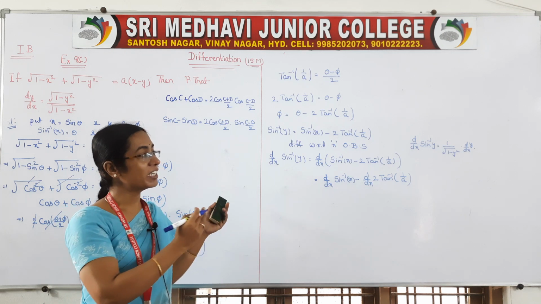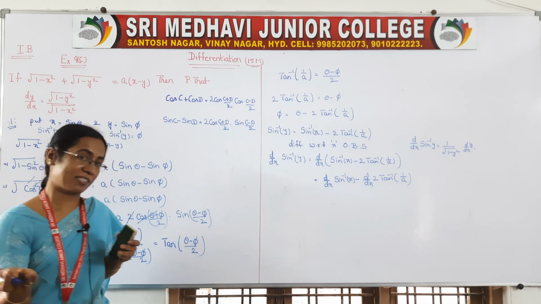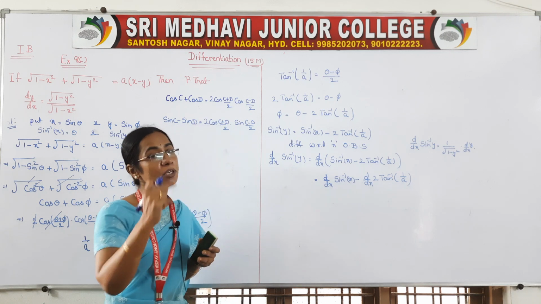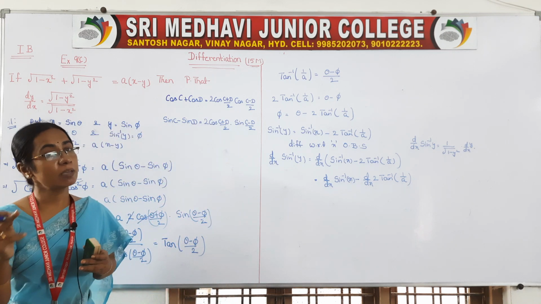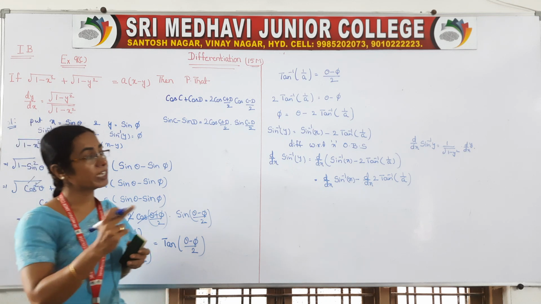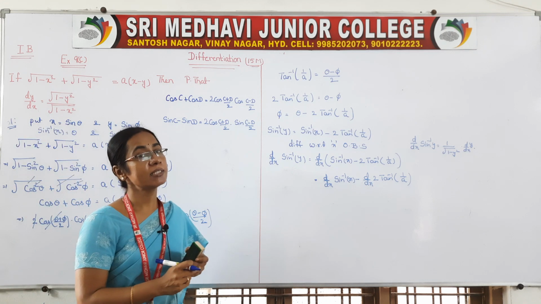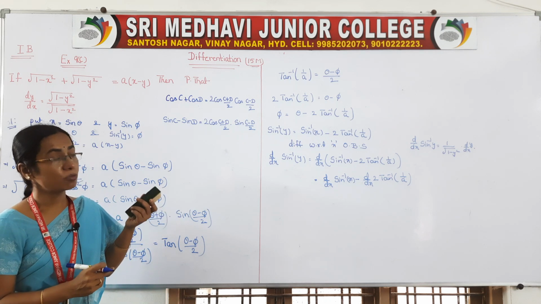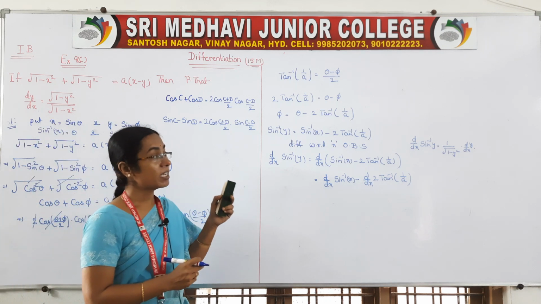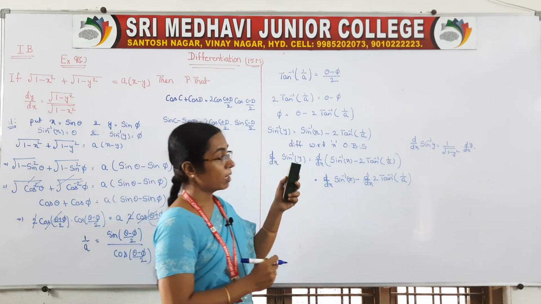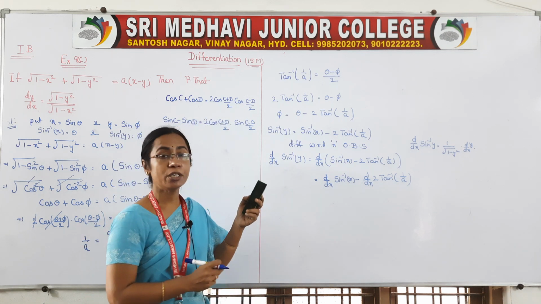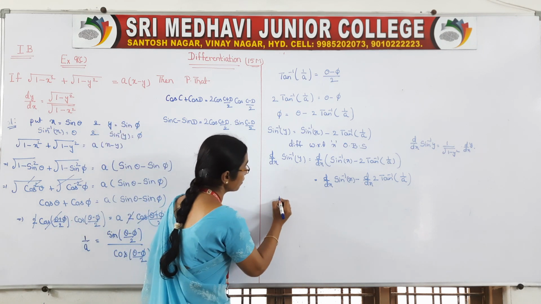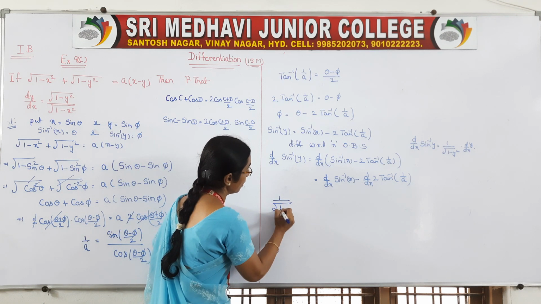Generally we will take d by dx of sin inverse x. There your formula is 1 by root of 1 minus x square into d by dx of x. d by dx of x is 1. That's why we will take only 1 by root of 1 minus x square. But here it is y. The function is in terms of y. So, d by dx of sin inverse y is 1 by root of 1 minus y square into d by dx of y will be there. Remember that point, that is very important in this problem.